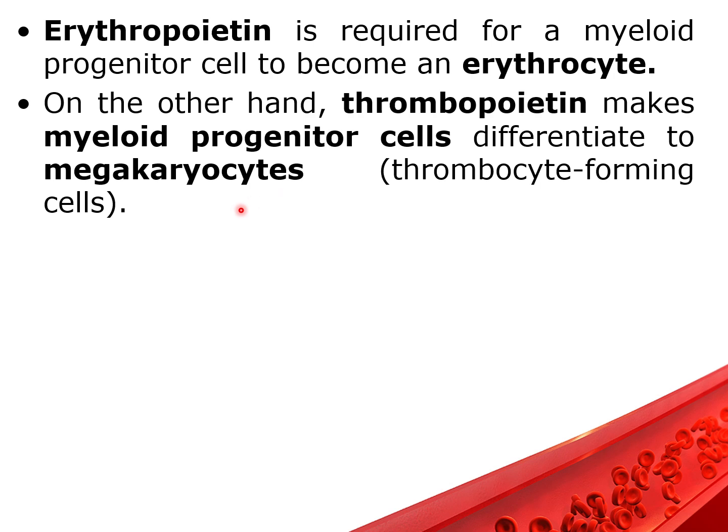Erythropoietin is required for a myeloid progenitor cell to become an erythrocyte. We have already talked about erythropoietin, which is a hormone closely related to the formation of erythrocytes, meaning red blood cells. Thrombopoietin regulates megakaryocytes, which will give rise to the platelets.